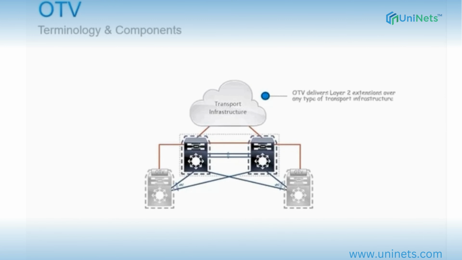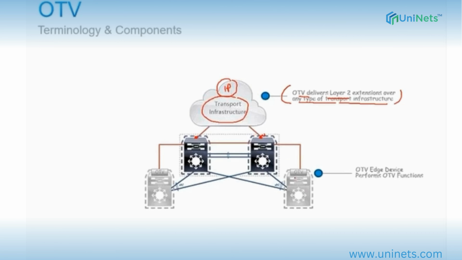So what are the components? The component is any transport. It should be IP transport, simple, whether it is MPLS, dark fiber, IP to IP connectivity, or point to point. OTV delivers layer 2 extension over any type of transport infrastructure. Till the time you have the two IP addresses of the two different sites, you should be able to ping each other, right?